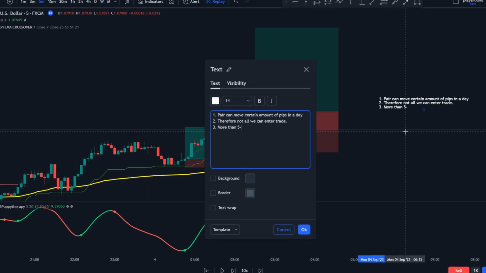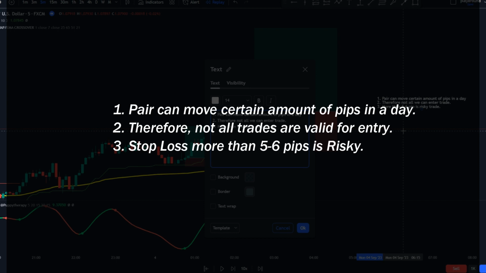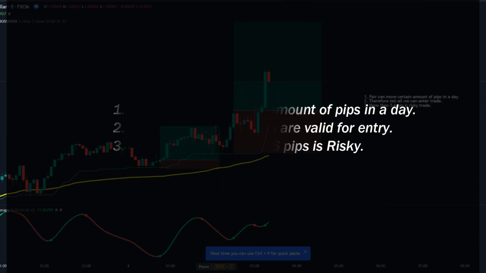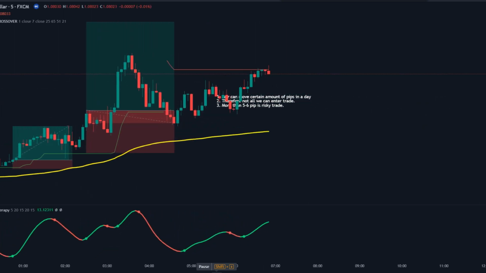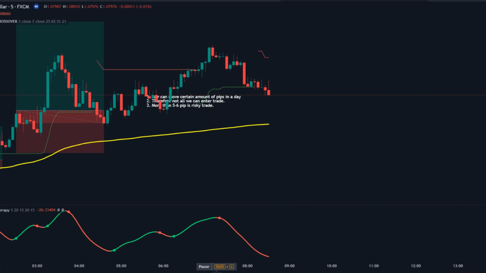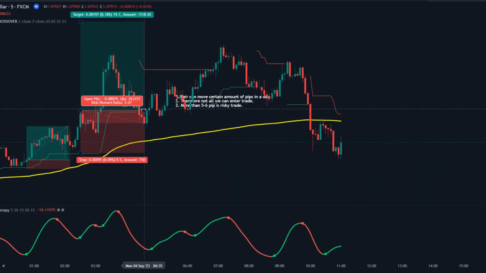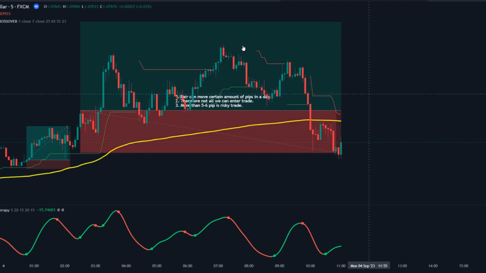I will still take this trade as an example just to show you how it is going to play out. And lastly, make sure you backtest this strategy on a pair that you want to trade. At the end, this high risk trade ended up hitting the stop loss.